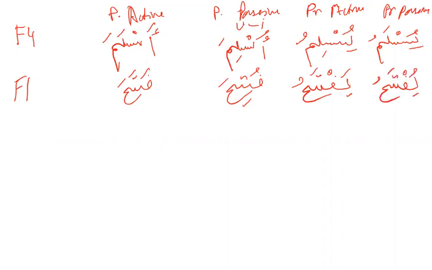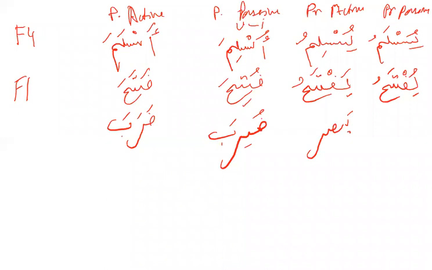Okay. Let's do another F1 family. Daraba. What will be the passive? Duriba. What will be the present tense active? Yadribu, Yadribu. Yadribu, Yaduribu, and Yadarabu. And present tense passive will be? Yudrabu. Yudarabu. Now, do you see this, and this?